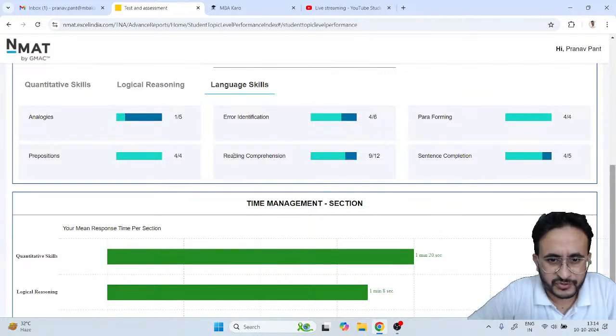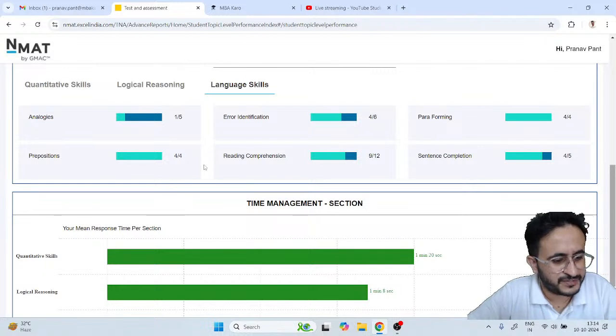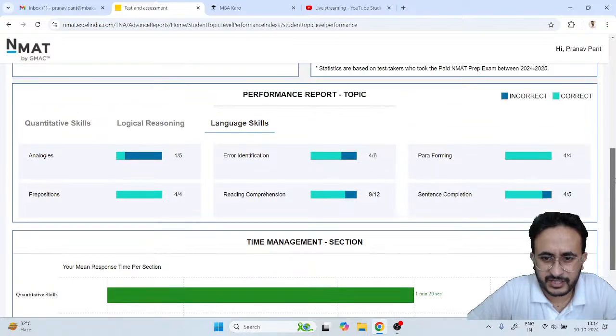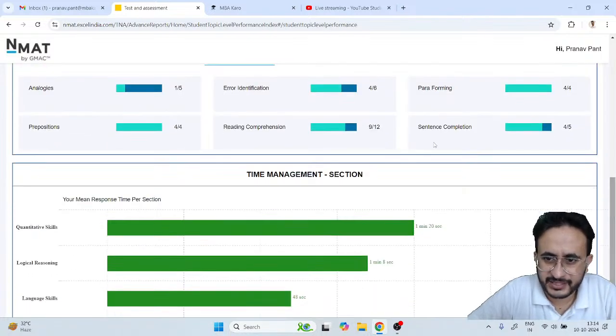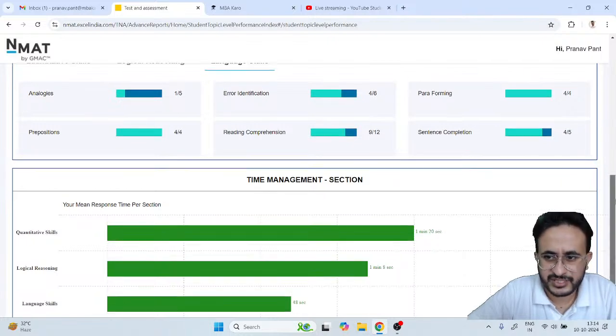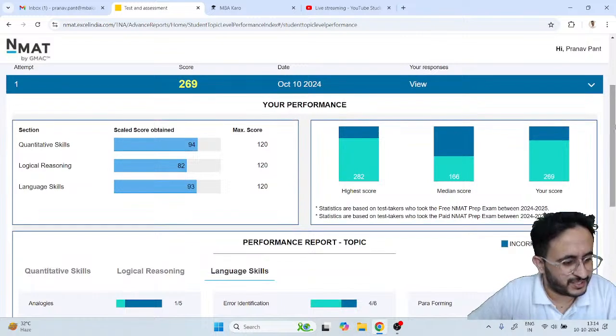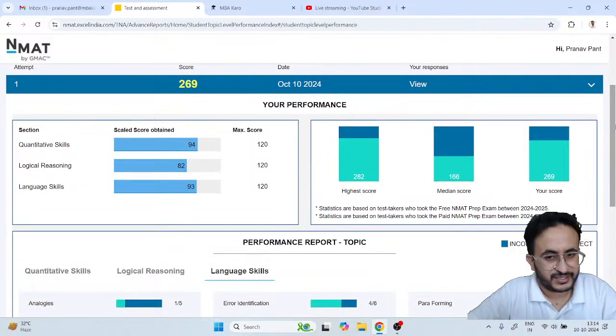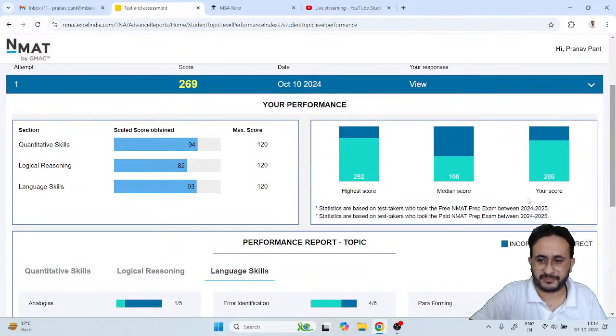Okay, parajumbles were all correct. Prepositions all correct. So 4 questions you get on prepositions, we can see. And reading comprehension, ठीक है, वो लास्ट में कुछ ऐसे रैंडम भी मार्क किए थे. Sentence completion 1 mistake, 1 fill in the blanks. Error spotting 2 mistakes. Analogies was a bit of an issue because I did not work on the vocabulary part a bit.